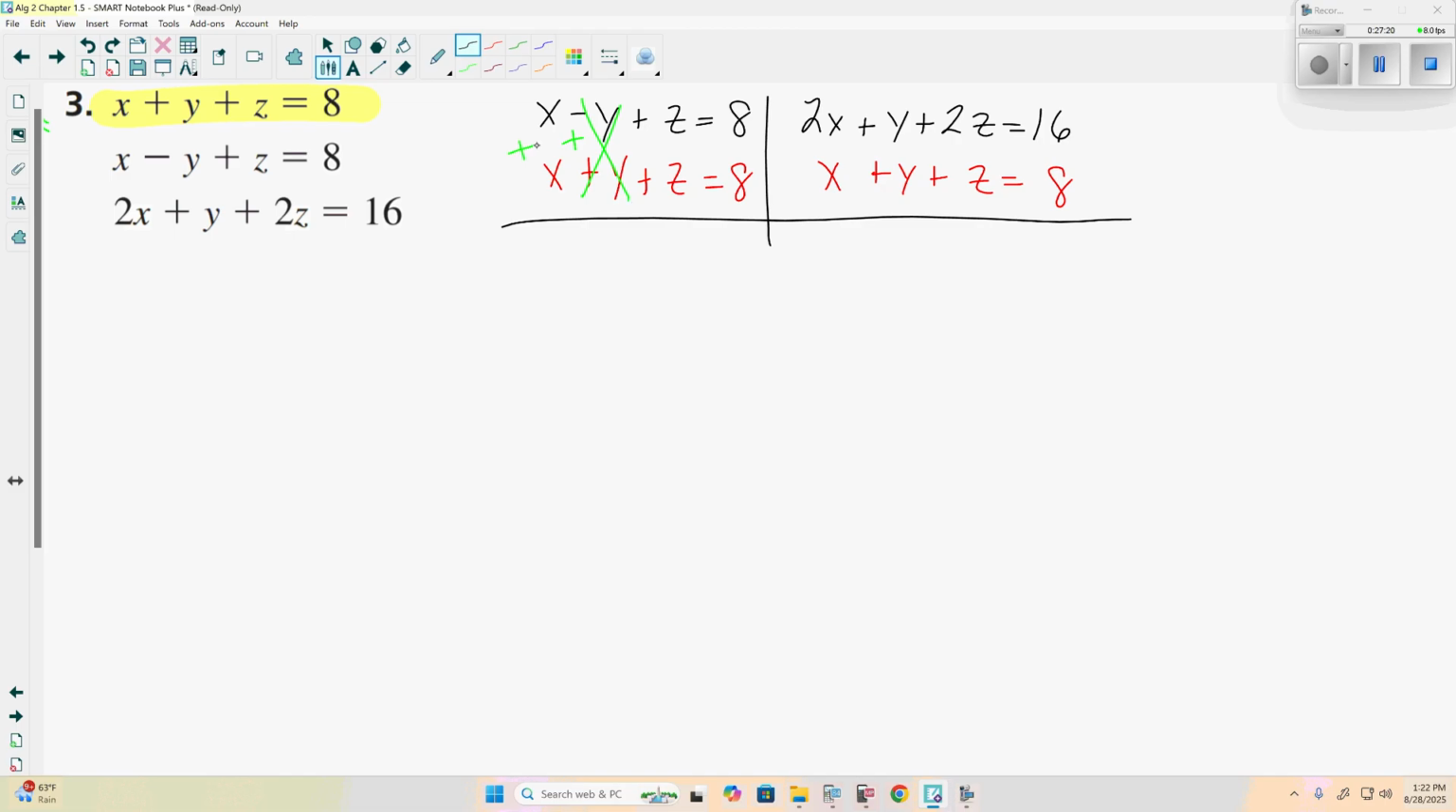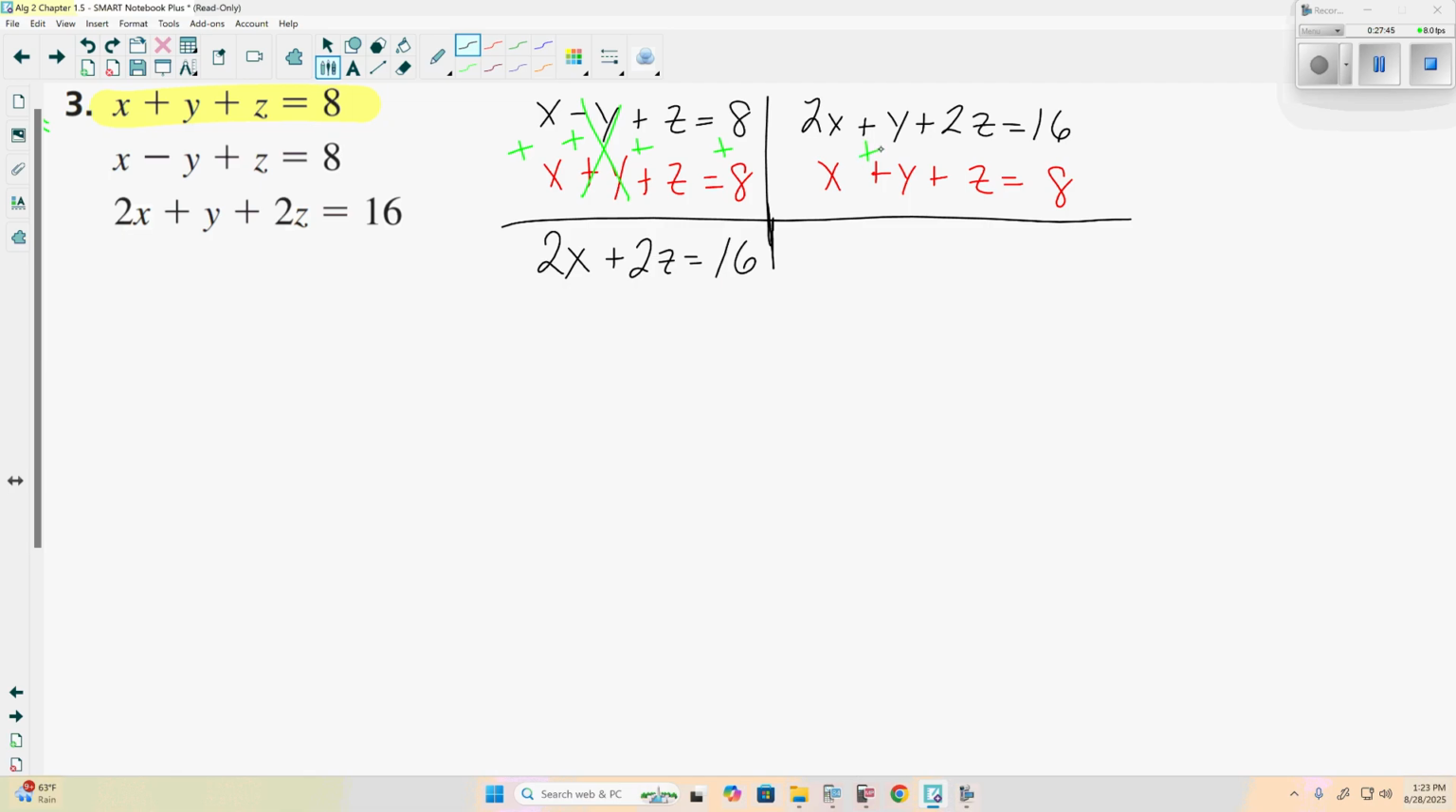And since adding canceled those out, we're going to add across the whole thing. So X plus 2X, X plus X is 2X. Negative Y plus Y is indeed 0. Z plus Z is 2Z. And 8 plus 8 is 16. Questions on this so far? Let's look at the other one.